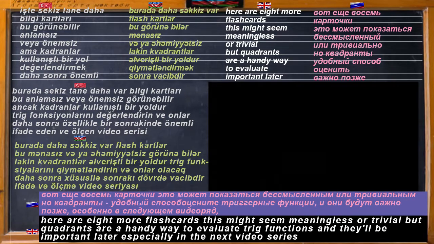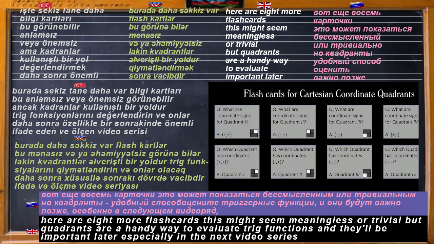Here are 8 more flashcards. This might seem meaningless or trivial, but quadrants are a handy way to evaluate trig functions, and they'll be important later, especially in the next video series.